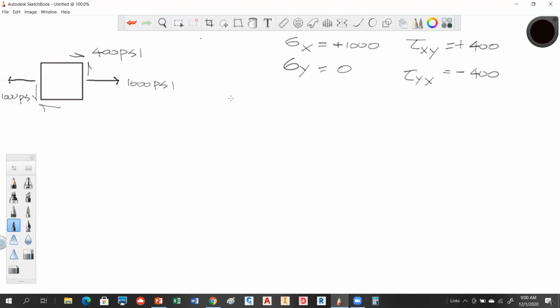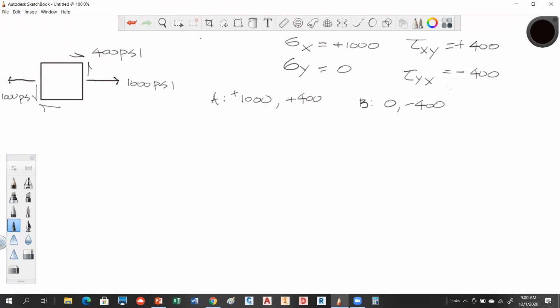So point A is going to be these coordinates: 0, comma, positive 400. So this is your A value. Your B value is going to be 0, comma, negative 400.